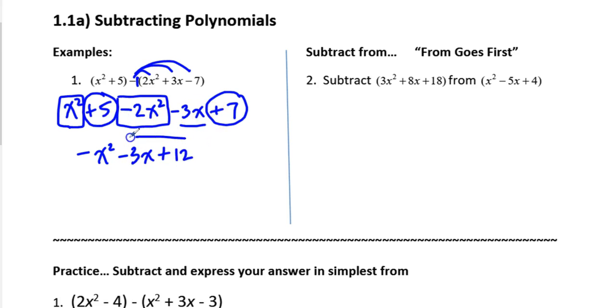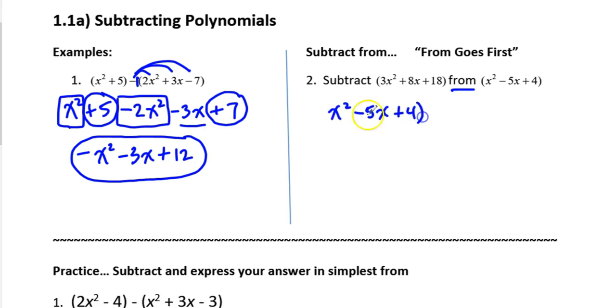Okay. So the next kind of question is trickier because we have this subtract from. We have a little phrase here. From goes first. Okay, you got to be really careful here. If I said subtract 4 from your age, of course you would start with your age and take away 4. So subtract blah from this thing. We have to write this thing first. Of course, I have to keep these in parentheses. Minus this.